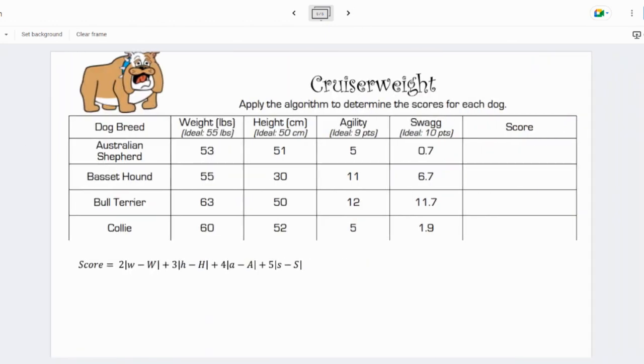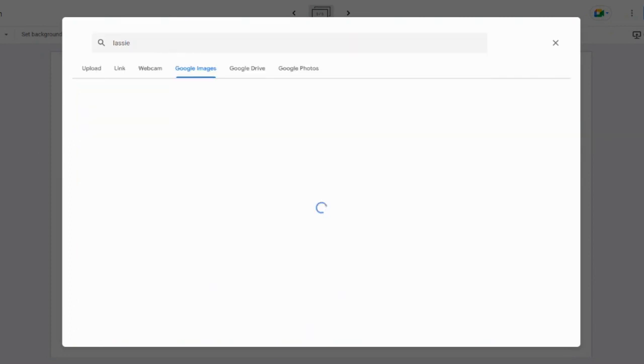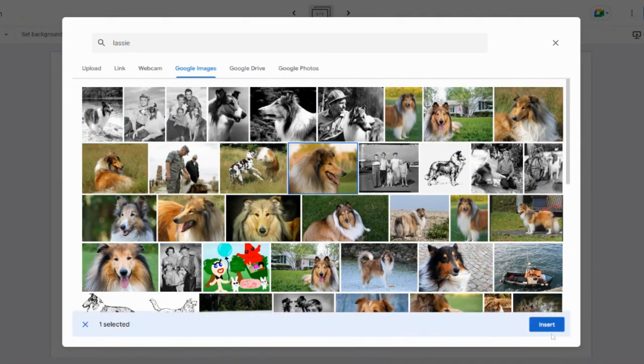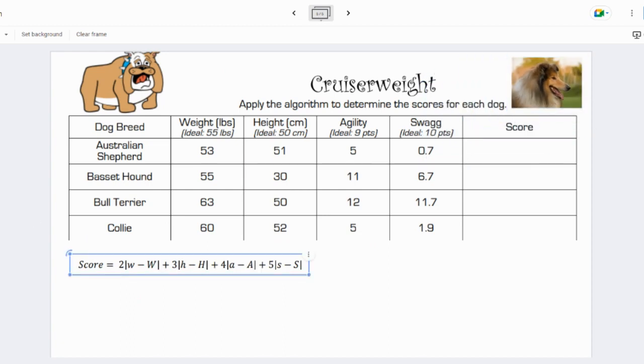Oh, I love collies. You ever seen the movie Lassie? That's a good one. I'll look up Lassie. Oh, beautiful. Love it. All right.